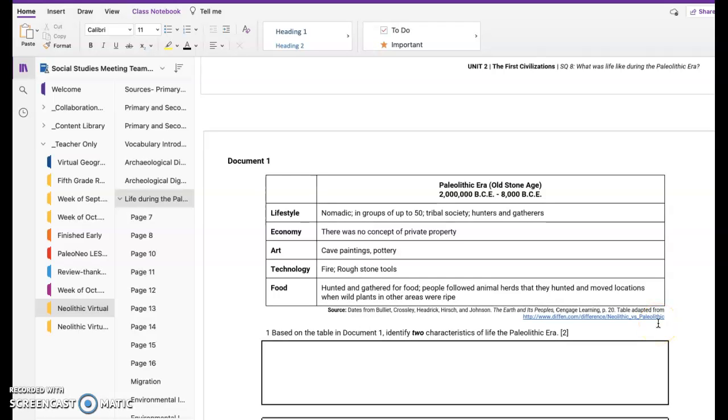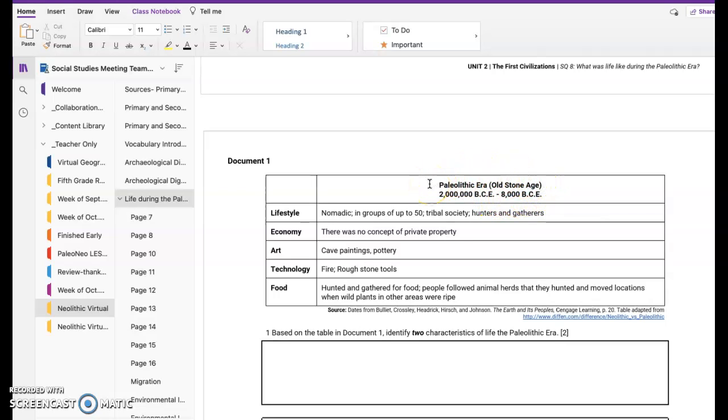So today we're going to be looking at how to read a document. So we're going to do an example right now. So this is document 1. The title is Paleolithic Era, Old Stone Age, 2 million BCE to 8,000 BCE. Remember, BCE stands for Before Common Era. So this is our title.